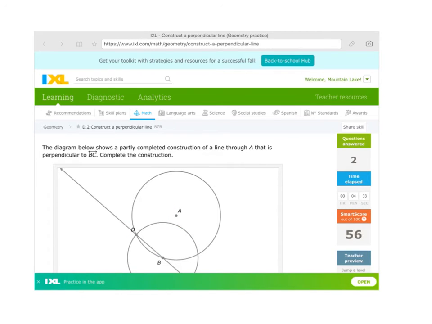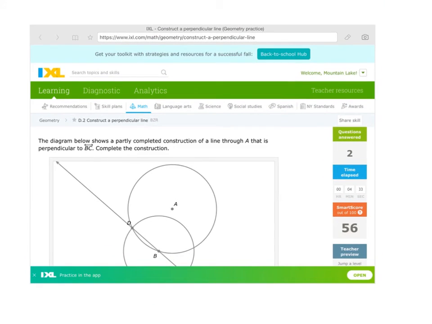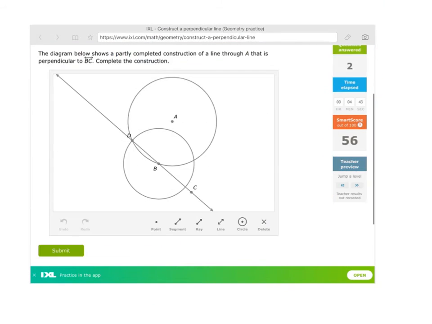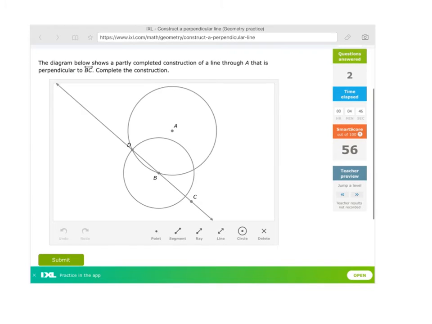Okay, now here we've got a partial construction. So the diagram below shows a partly completed construction of a line through A that is perpendicular to BC. So we want a line through A but perpendicular to BC. So we've got a few circles over here. So the first one that we have is center A, radius AB.